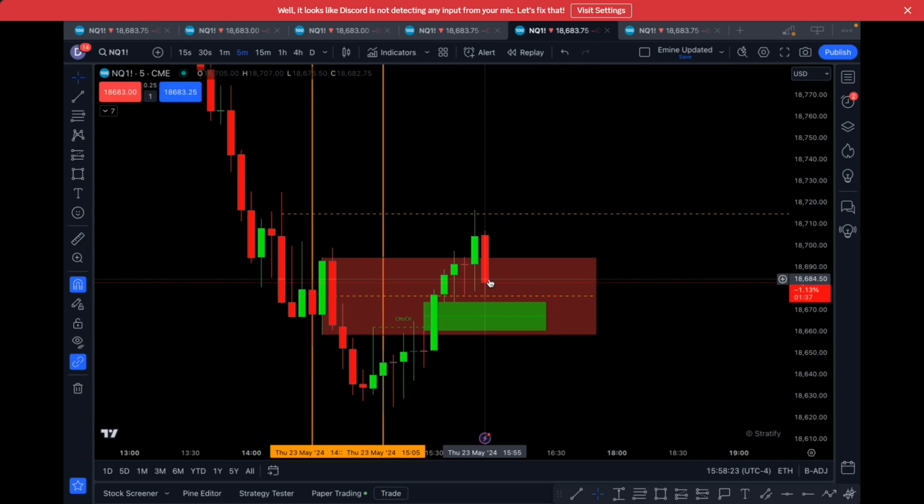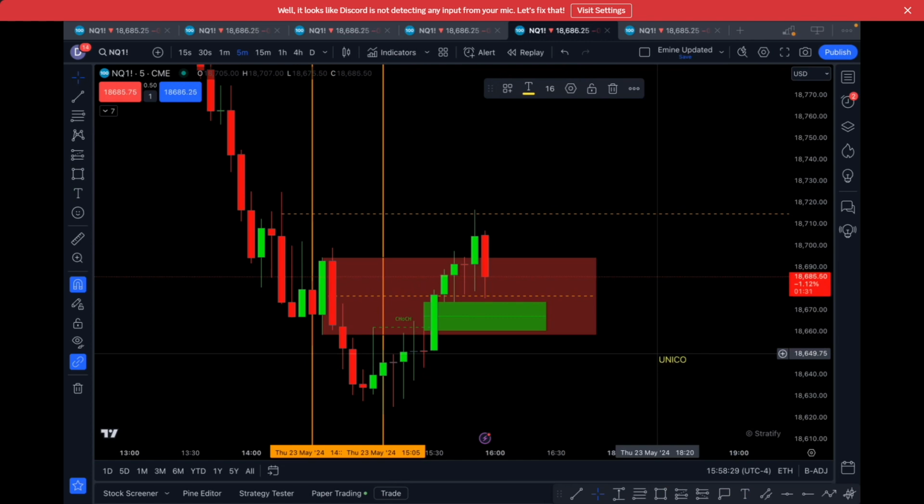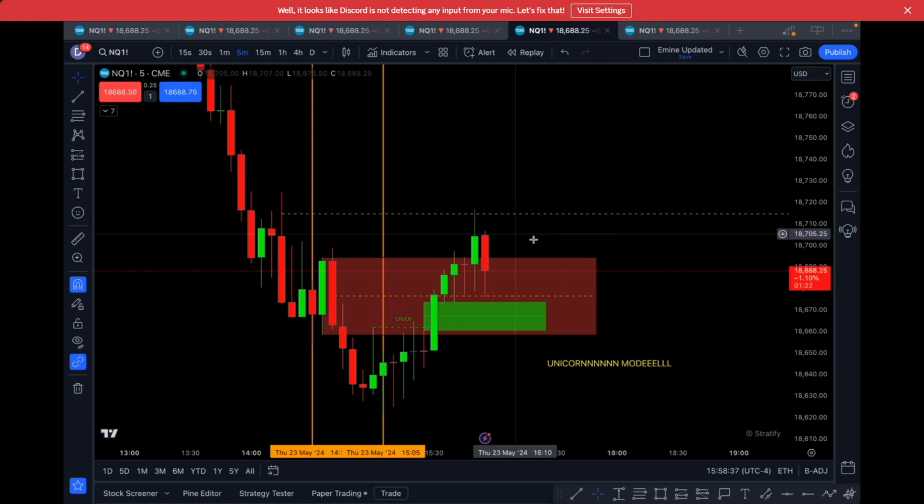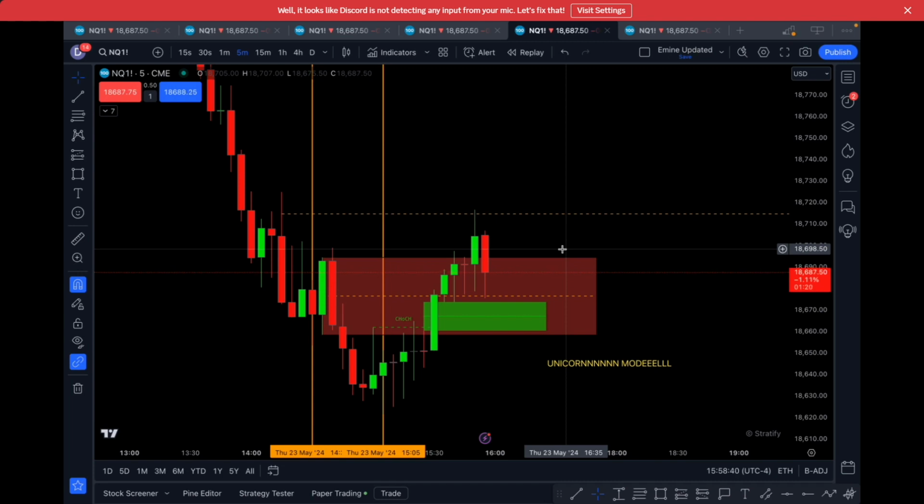It can weaken, and if it wicks into this fair value gap, then we have a what? Unicorn model, which is the strongest entry you can ever get. Okay. So you can put maybe a limit order here and then target the high. But this late in the day, I wouldn't trust that.